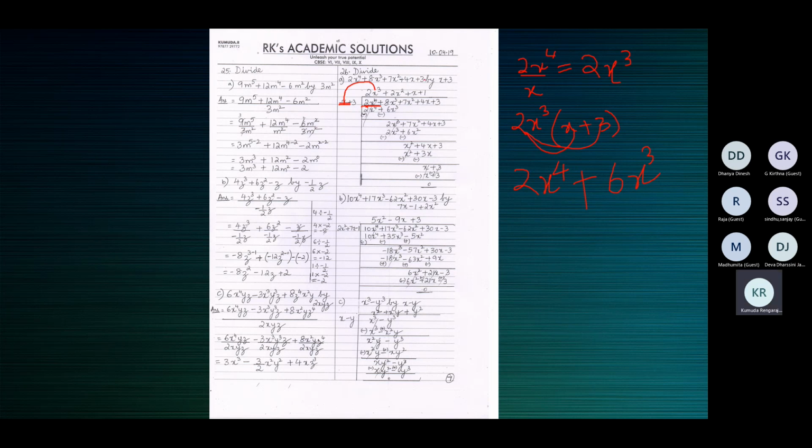Now write those terms here. 2x to the power 4 plus 6x cubed. We got the product, right? Write that here. Under the x to the power 4 term, write 2x to the power 4. Under the x cubed term, write 6x cubed.